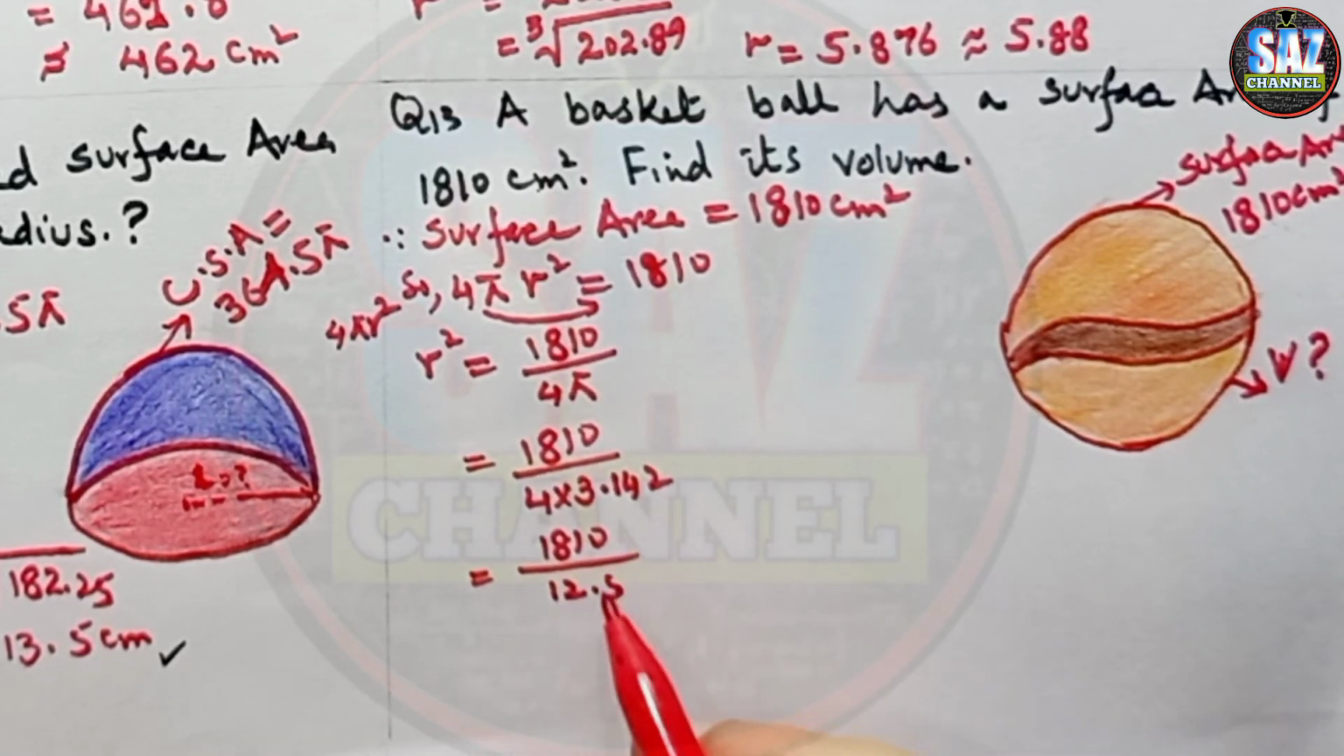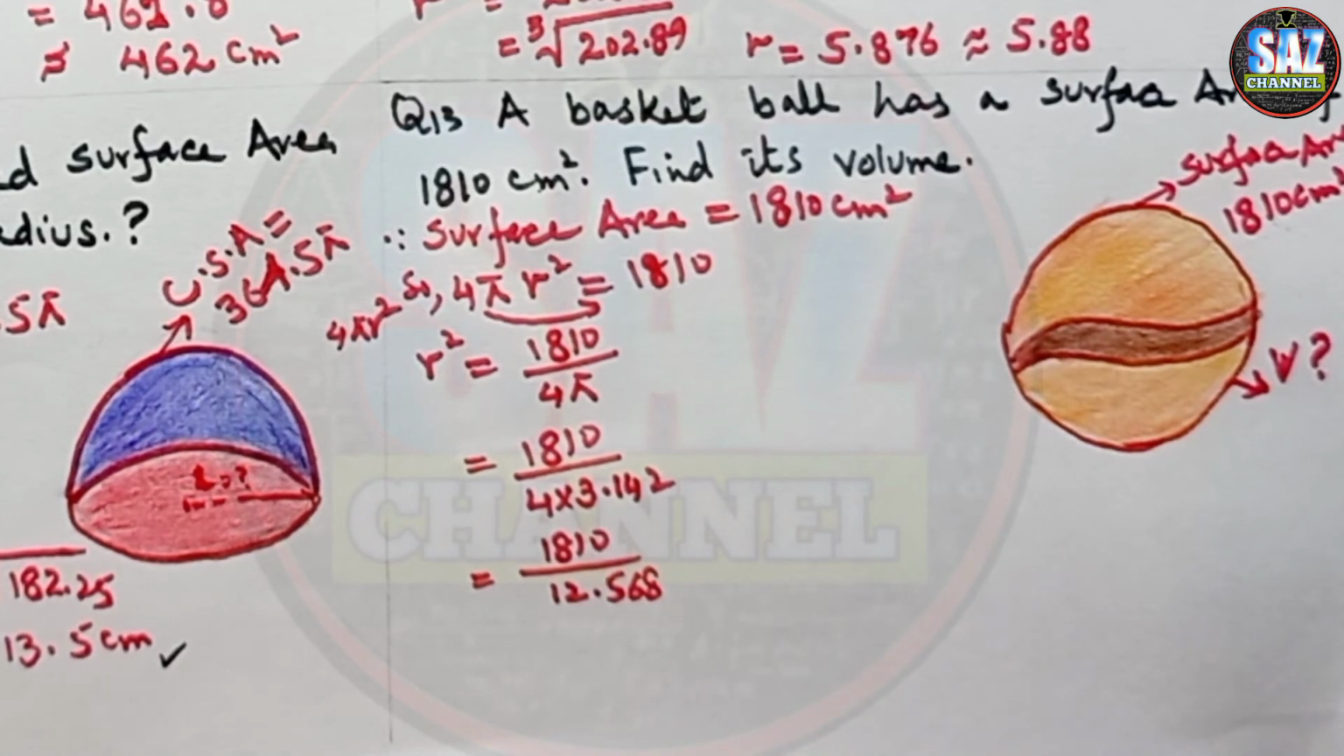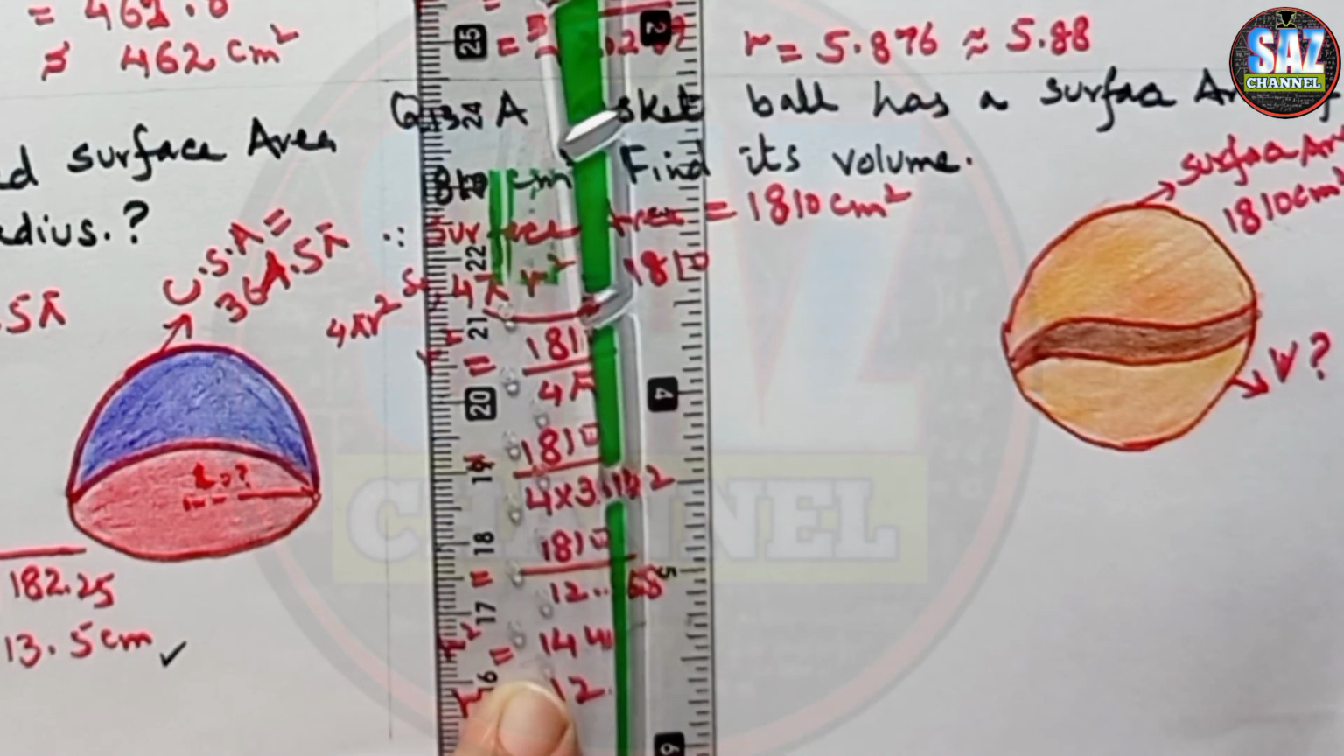1810 upon 12.568. Now 1810 will be divided by 12.568, and this gives me 144.0. So r will be equal to 12. I hope my students by now are clear that 144 is a perfect square and 12 is a number whose square is 144. So after getting the value of radius, we have to go for the actual requirement of the question, which is the volume.